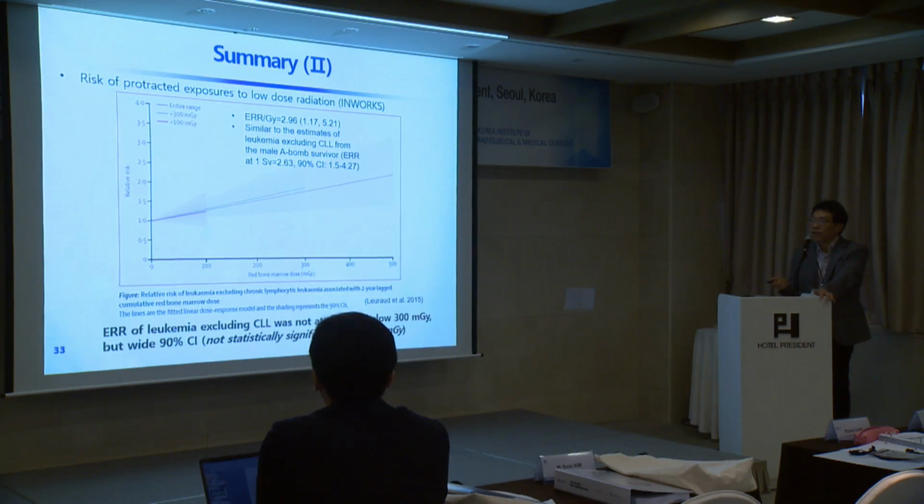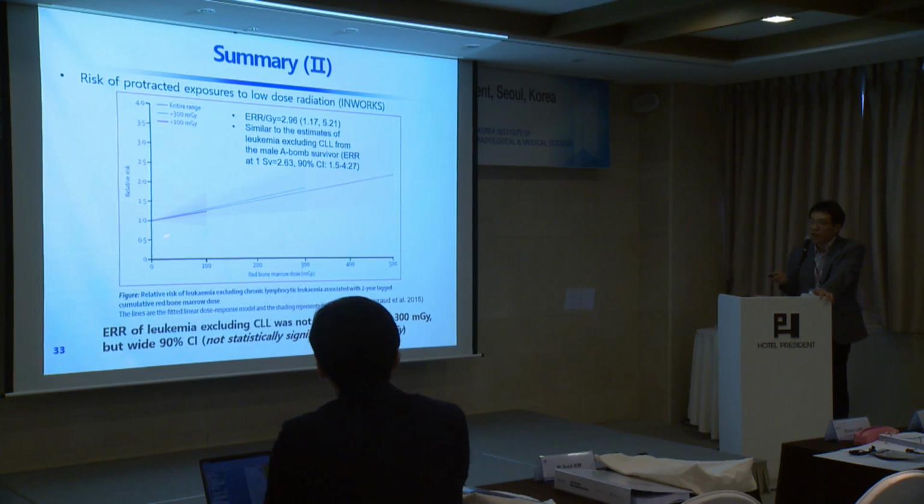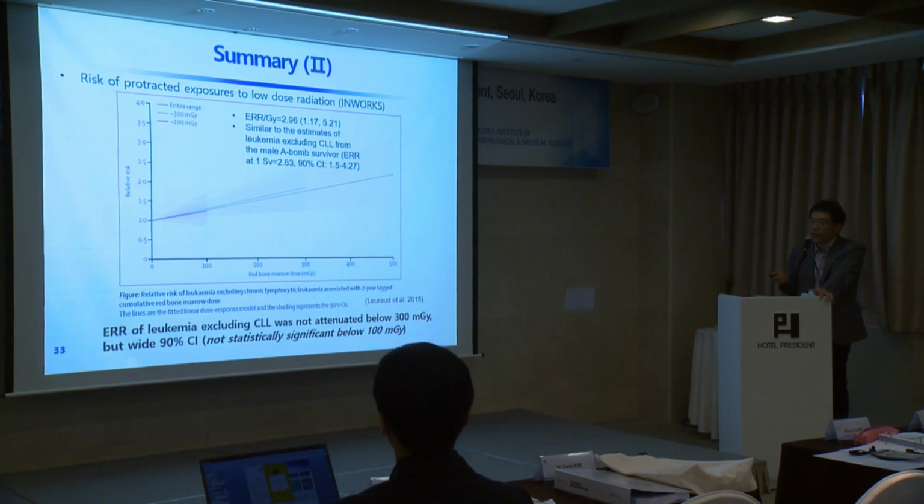And the other one is the risk of protracted exposure to low-dose radiation. This is in the INWORKS study. So there is still uncertainty in the low-dose ranges, but there is definitely an indication of health risk: cancer risk increases in low-dose radiation because there is some trend there.